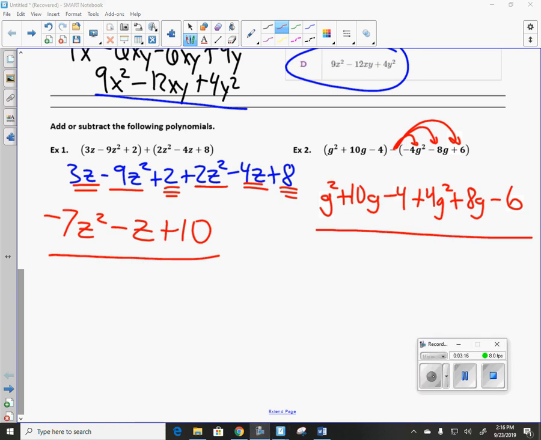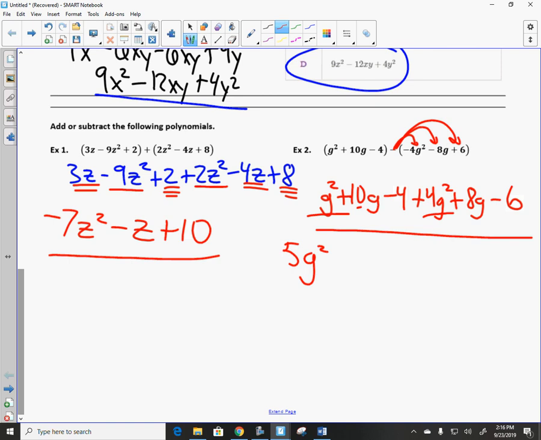Check. All right, we distribute the subtraction sign. G squared and 4g squared make 5g squared. 10g and 8g make 18g. And negative 4 and negative 6 make negative 10. We good with adding and subtracting? Okay, flip it over.